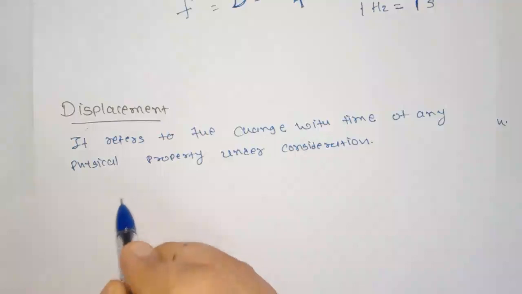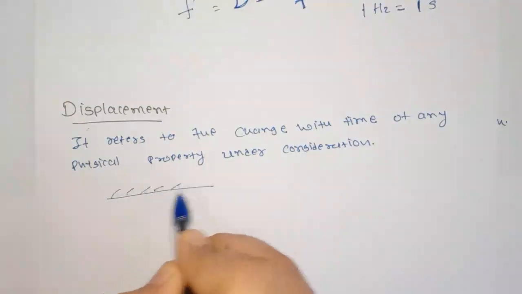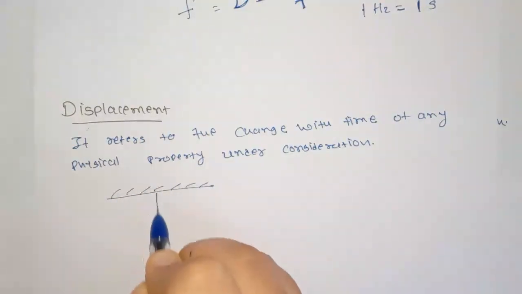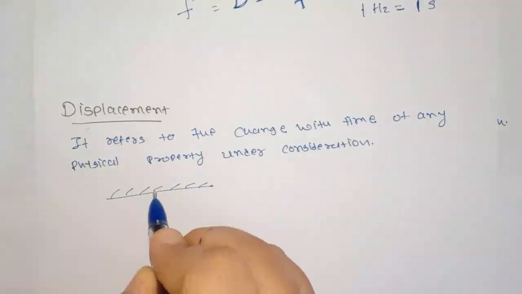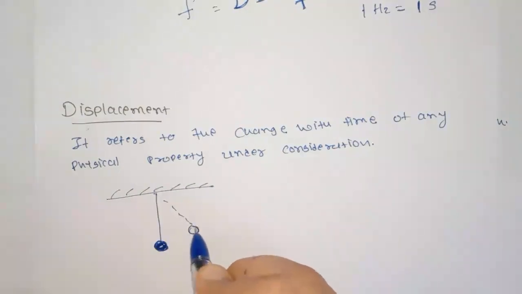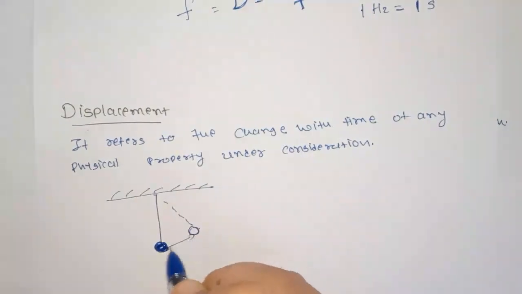If we consider a pendulum, then this is its mean position. If we take the mean position as a reference, then this will be its displacement.